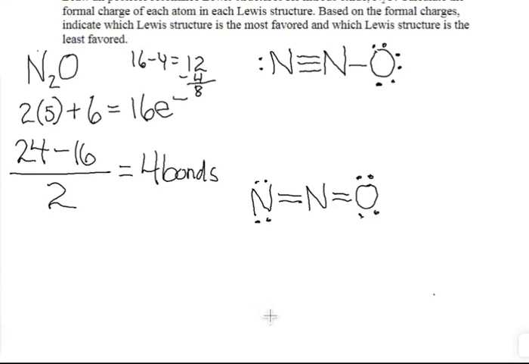The last one down here, the only other possible distribution for 4 bonds between them is to have a triple bond here, single bond here.